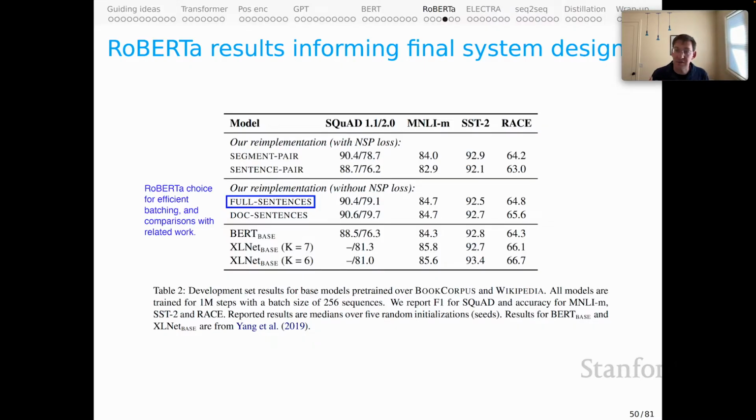Although doc sentences comes out a little bit ahead in this benchmark that they have set up across SQuAD, multi-NLI, SST-2, and RACE, they chose full sentences on the grounds that there is more at play here than just accuracy. We should also think about the efficiency of the training regime, and since full sentences makes it much easier to create efficient batches of examples, they opted for that instead. And that's also very welcome to my mind because it's showing, again, that there's more at stake in this new era than just accuracy. We should also consider our resources.